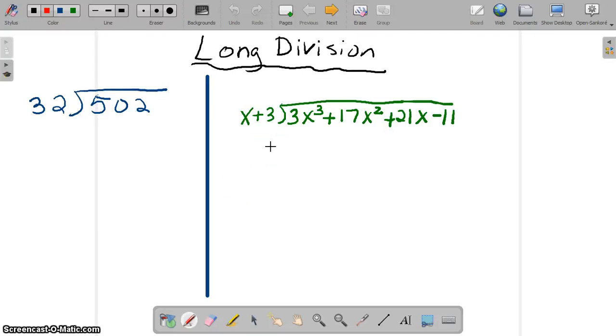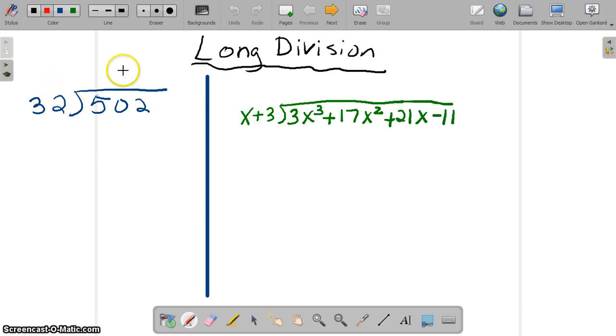Okay, we are going to do long division with polynomials. So first of all, let's review long division with just regular numbers so that you can see what we do with polynomials really isn't any different than what you do with the numbers.